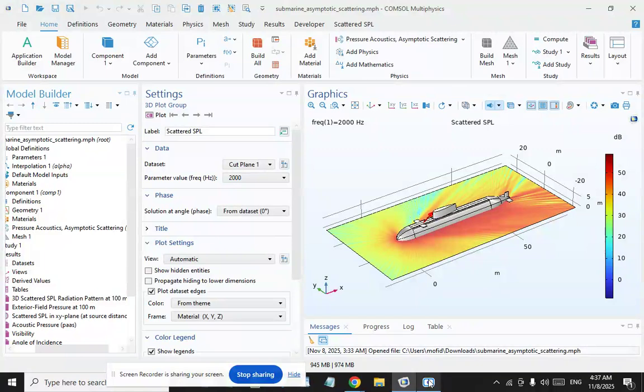The following is a summary of the manuscript's most important contributions. We deploy acoustic target strength for underwater submarine vehicles to facilitate the development of stealth technologies.